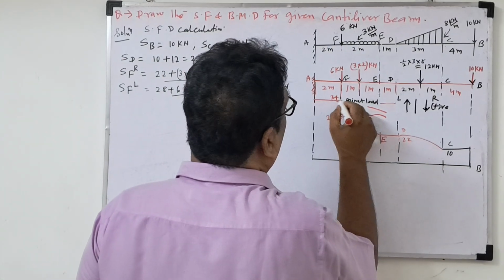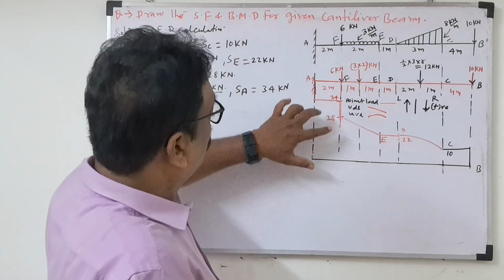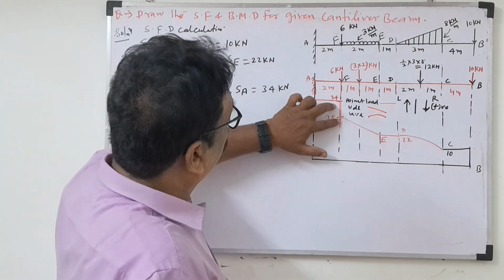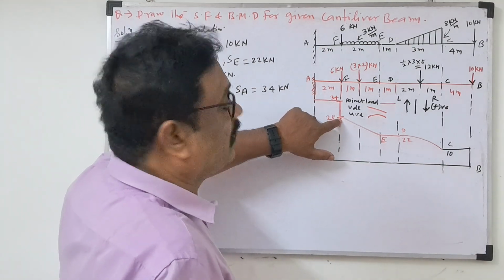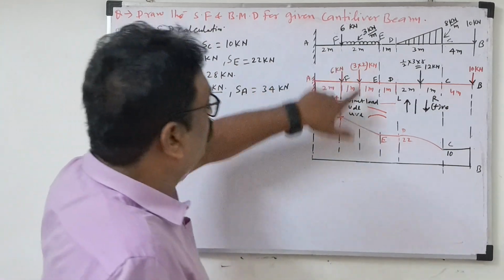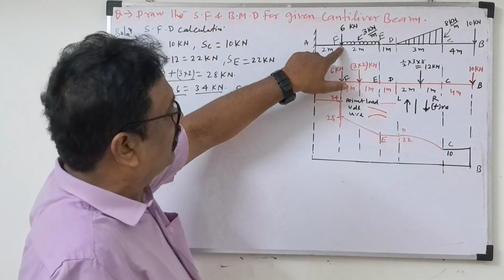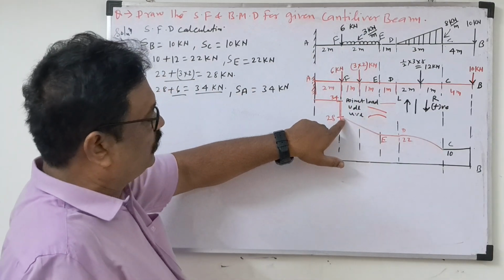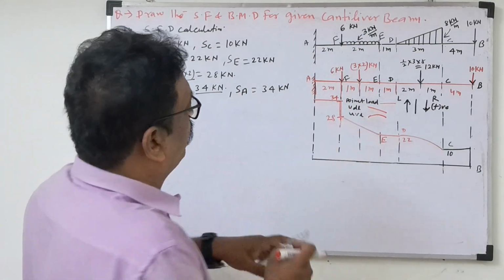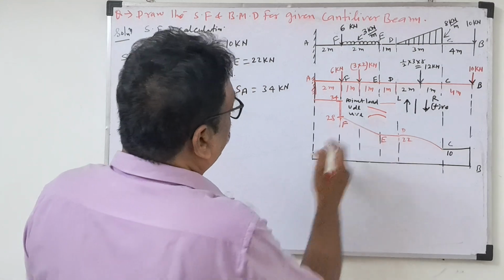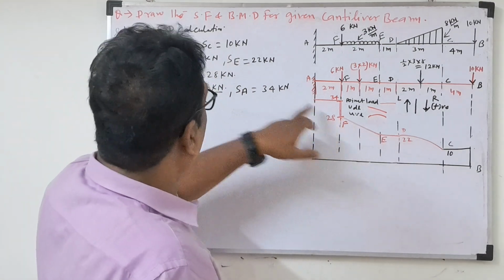So at this point there is a discontinuity, a cutoff point. So 28 is there, which means we are not considering the point load here, only up to the UDL. Here the point load and UDL are connected, but look at the shear force here, E to F. This point is F. E to F is an inclined line, 28 only.